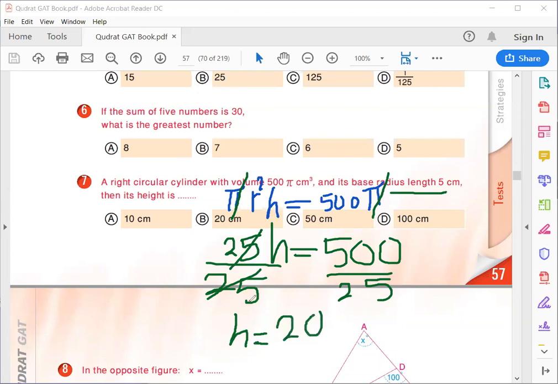Right? The first step, you write the rule. That is how I find the volume of a cylinder: π R squared times H equals 500π, then simplify and substitute the radius length 5. Then you get the answer: H equals 20. What is the answer now? It is B.